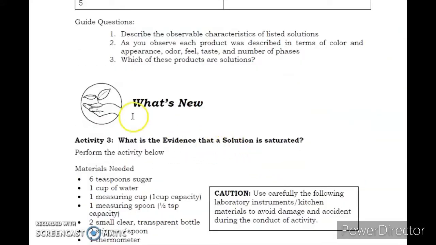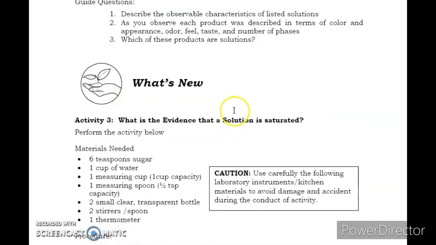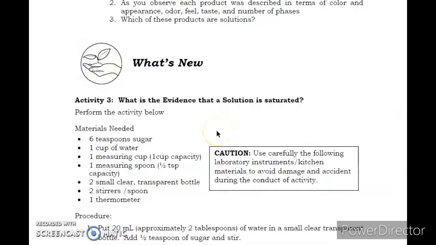Okay. Then, let's proceed with the what's new part. So, we have activity number 3. What is the evidence that a solution is saturated? So, you're going to perform the activity below on your own. Make sure that you ask for the guidance of your parents or your guardians or your older siblings. So, if the materials written here are present at your home, you can be able to perform the activities.